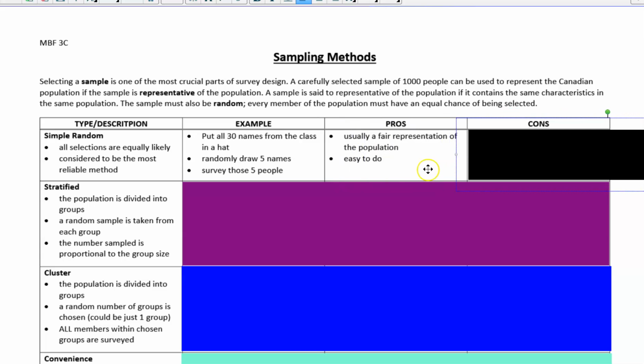A pro to that is that it's typically quite a fair representation of the population. And it's also really easy to do. Putting names in a hat, pretty easy to do.